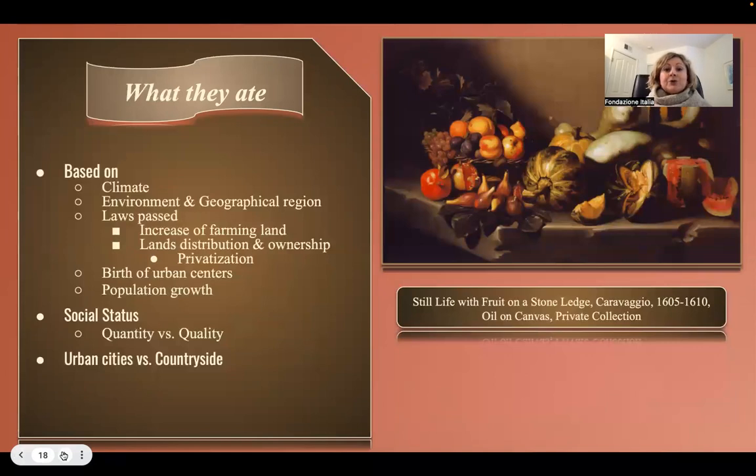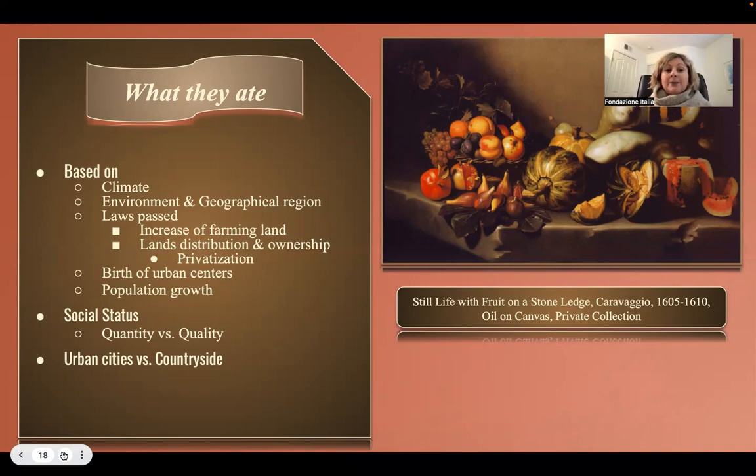So what they ate was also based on the climate, the environment, and the geographical region, and laws passed with the increase of farming of the lands that were for farming. Eventually laws were passed concerning the distribution and the ownership of this land, and there was privatization. So this meant that for a large portion of the population, this privatization took away food resources, and so they were forced to change their diets. They had no other choice.